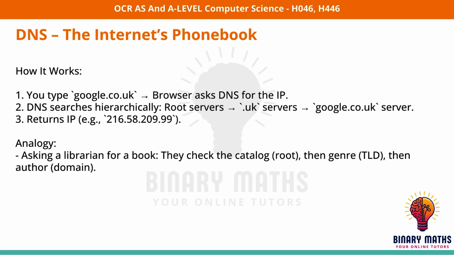If it doesn't know, the request goes to the root DNS server, the head librarian, which directs it to the .uk server, which is the British section. The .uk server then points to Amazon's own DNS server, which finally gives the IP address 176.32.103.205. The entire process takes milliseconds. Without DNS, the internet would be like a city with no street signs, everyone lost and confused.